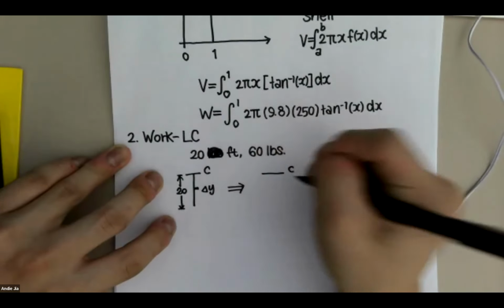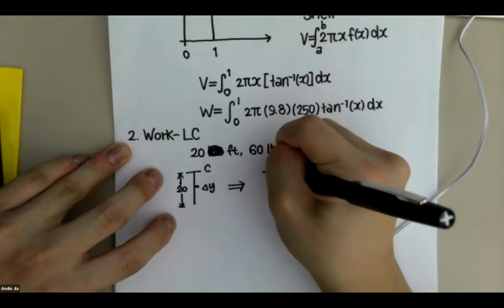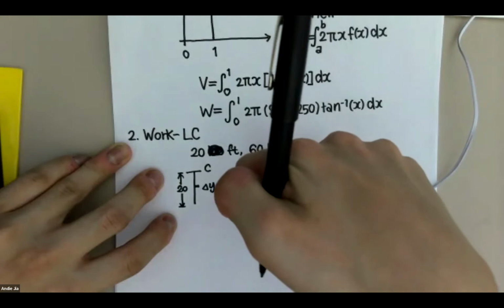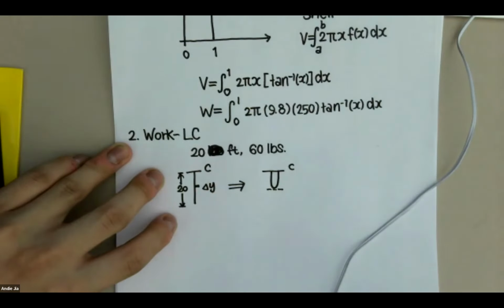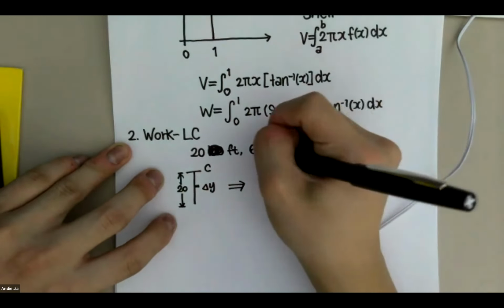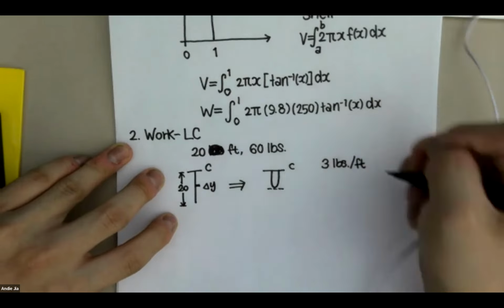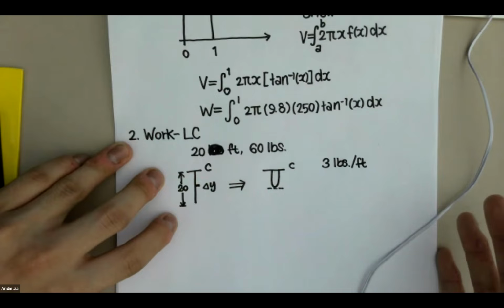So here's the solving. You try to make it so the bottom is evenly on the two sides. For the distance, and for the weight, it's going to be 3 pounds per foot. So this is the work, and I think this represents the mass here.